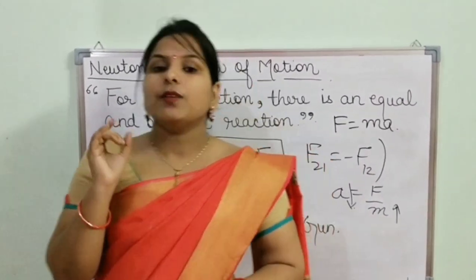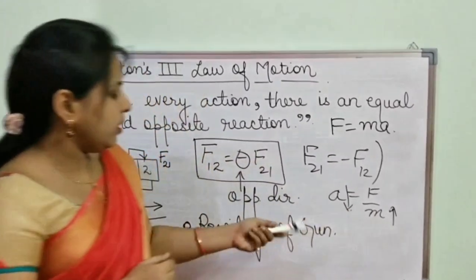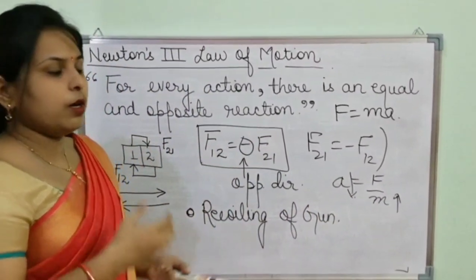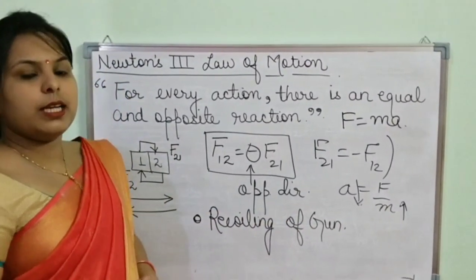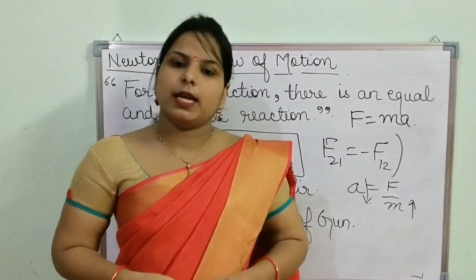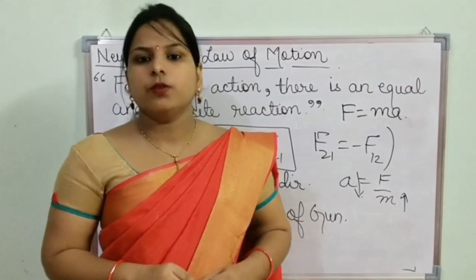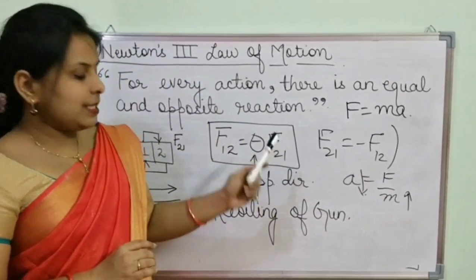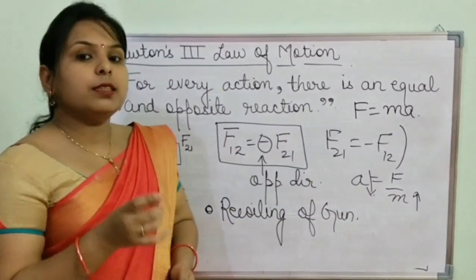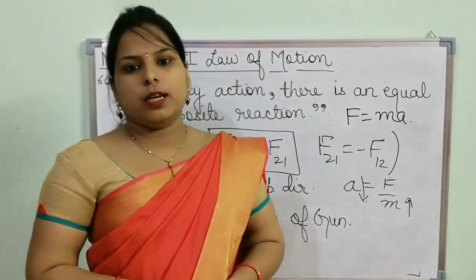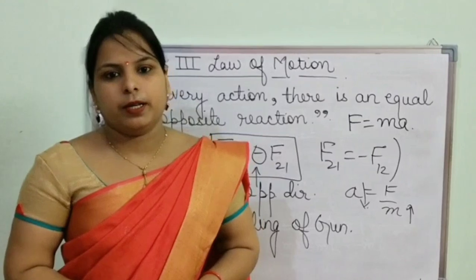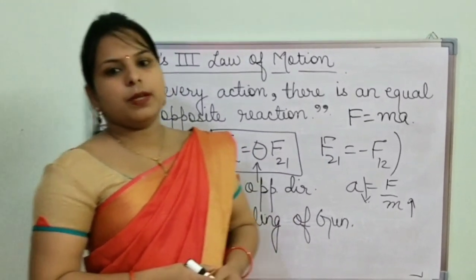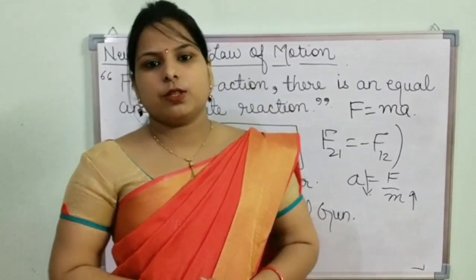Now, with what velocity this gun will move in backward direction, or with what velocity the gun recoils, this we will study after we discuss our next topic, that is law of conservation of momentum. So we will study the derivation. We will find the recoiling velocity of the gun by applying law of conservation of momentum. So moving on to the next topic, that is law of conservation of momentum.